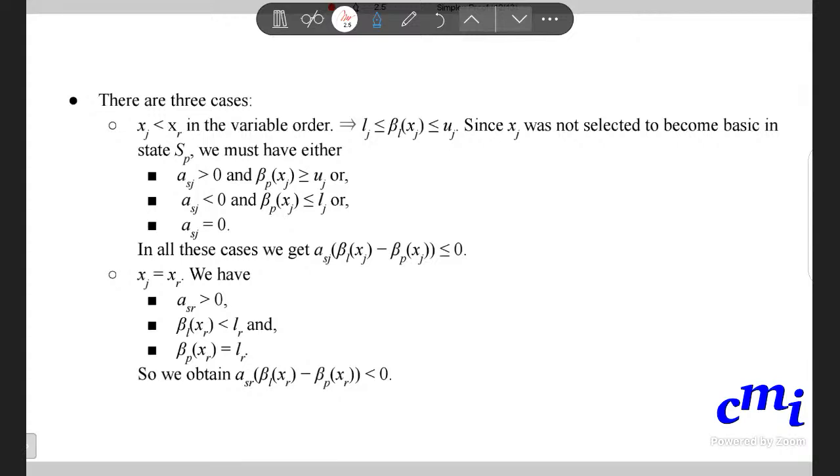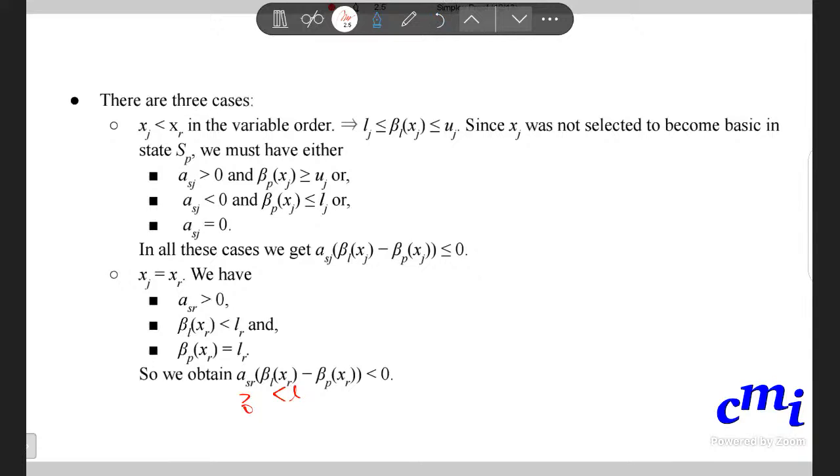Yeah. So this again, we obtain that ASR times beta L of XR minus beta P of XR is less than 0. This is because this is just greater than 0 and beta L of XR is less than LR, and this is equal to LR. So less than LR minus LR. So this is also less than 0. So we get this whole thing is less than 0. Yeah, so this is case 2.